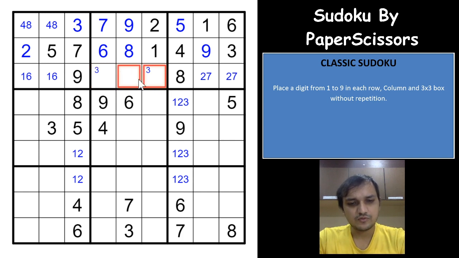Okay, 3, 5 and 4. 4 would have to be in one of these two cells, and 5 can be in any of these 3 cells. So 3, 5, 4 here. Okay, anything else?